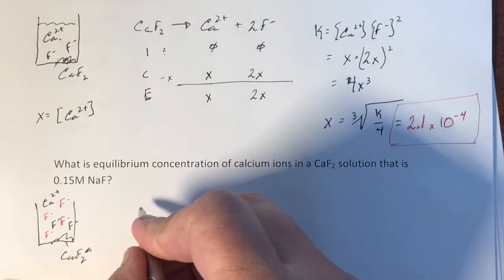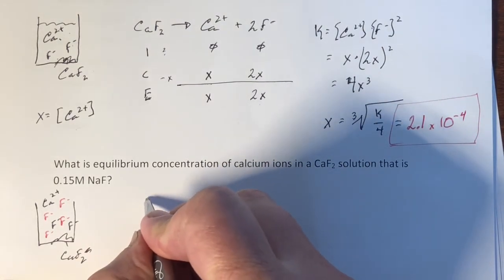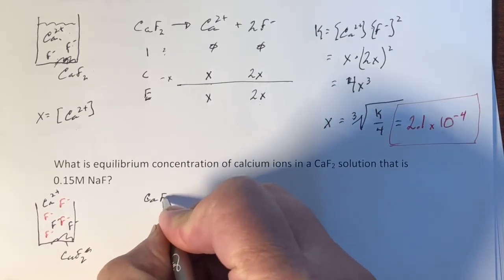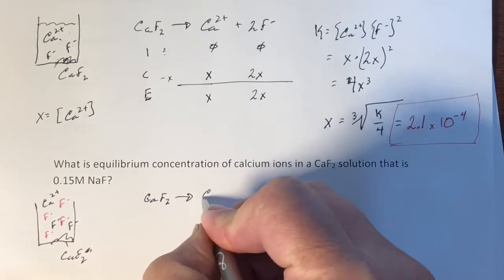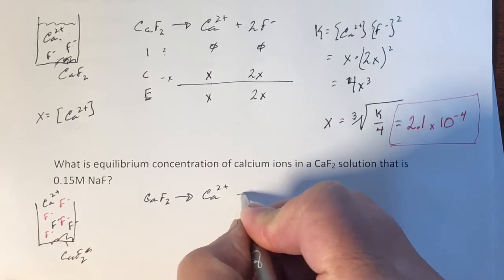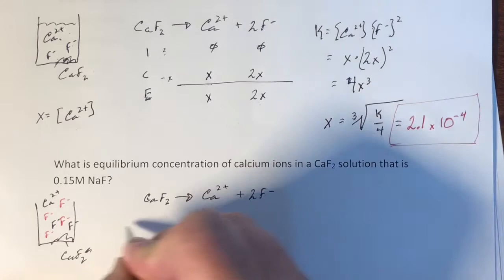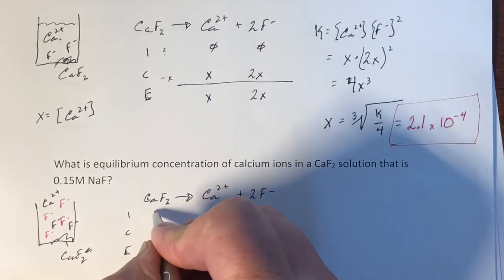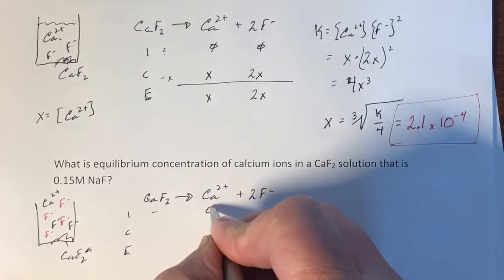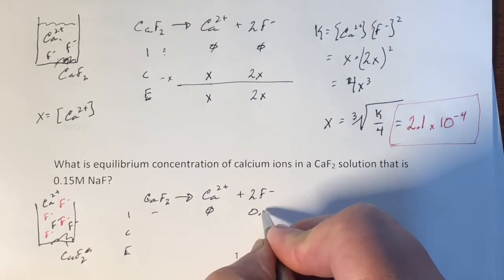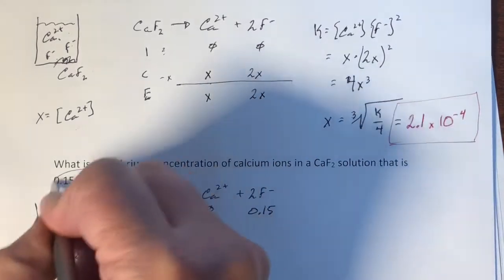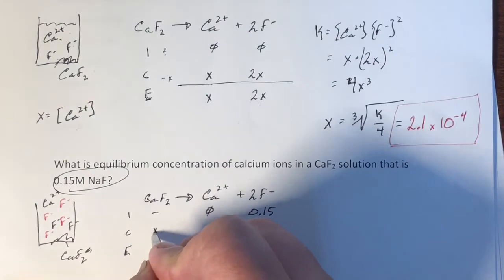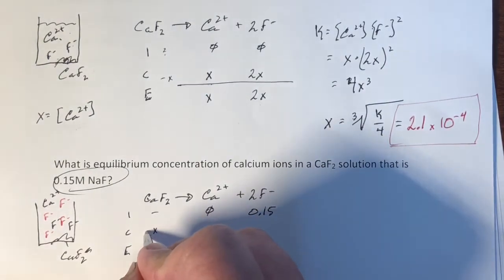So here's where the icebox really kind of comes in handy for a couple of reasons, when it shows us where simplification gets important. But same reaction, I've got my calcium fluoride giving me calcium 2 plus and 2 fluorides. My initial, my change, and my equilibrium. Again, we don't really care what the calcium fluoride is. My initial calcium is 0, but my initial fluoride is 0.15, and that 0.15 is because that's what's floating around in the solution. All right, I'm going to let X of the calcium fluorides dissolve.